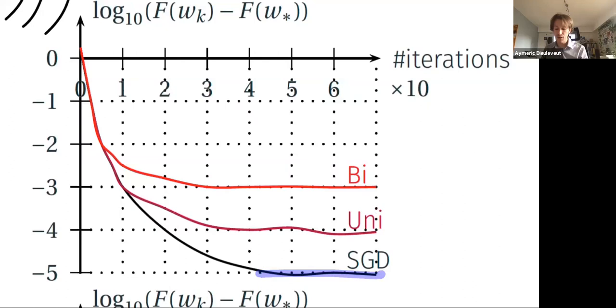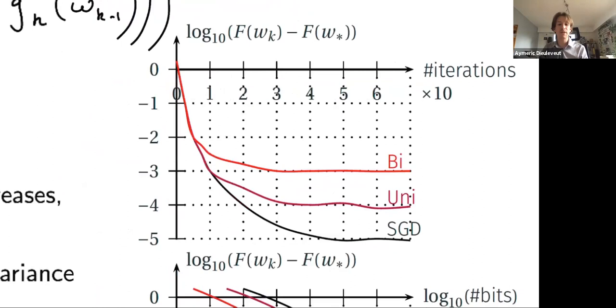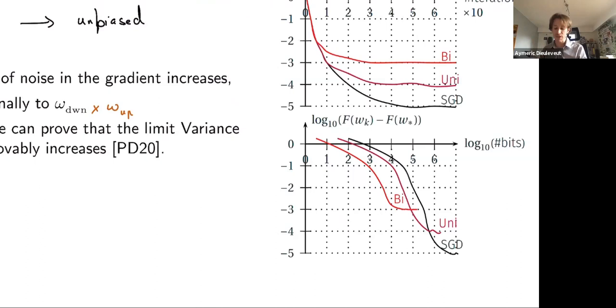Then if I use unidirectional compression, I'm going to increase the saturation level. And if I use bidirectional compression, I'm increasing again this saturation level. So it doesn't seem I'm gaining much. In fact, I'm gaining a bit if I really aim for low precision regimes. What we're going to see in terms of number of communicated bits is that, okay, bidirectional compression can do a bit better than unidirectional compression at the very beginning, but then saturates higher, et cetera.